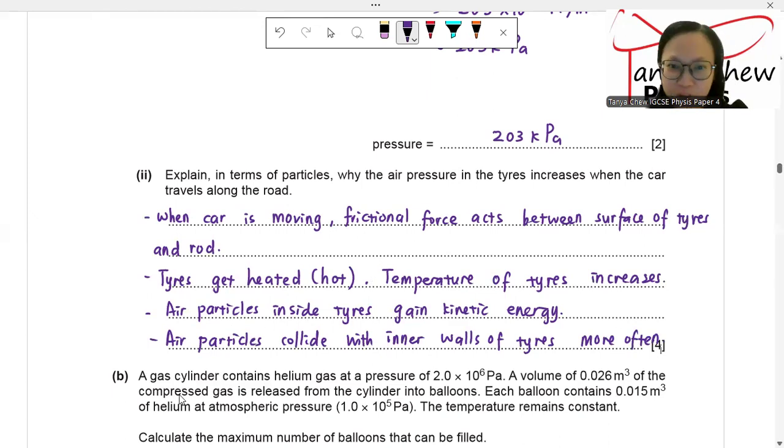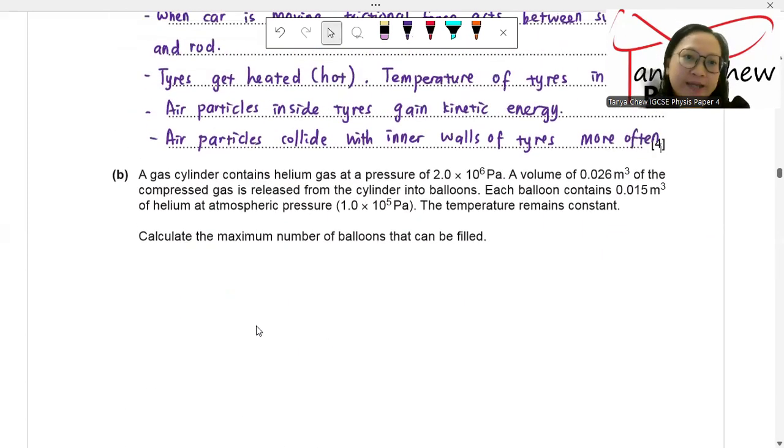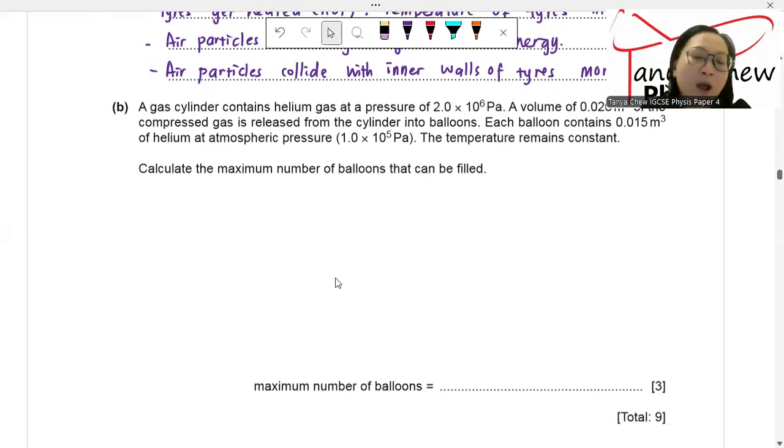Right? That's the explanation. Now, B: a gas cylinder contains helium gas at a pressure of 2 times 10 to the power 6 Pascal. A volume of 0.026 meters cube of the compressed gas is released from the cylinder into balloons. Each balloon contains 0.015 meter cube of helium at atmospheric pressure, 1 times 10 to the power 5 Pascal. Temperature remains constant. That's good news. Calculate the maximum number of balloons that can be filled.